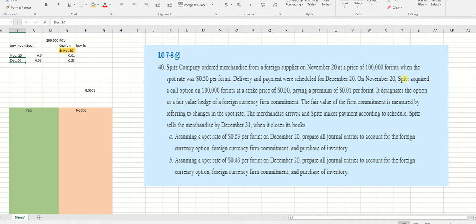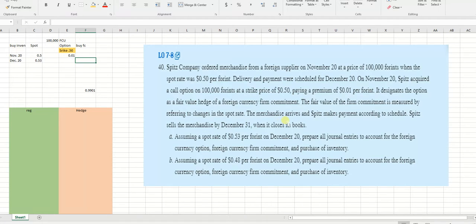option. They acquired a call option for 100,000 foreign currency units at a strike price of 0.50, paying a premium of 0.01, so that's what I'm paying for it. And the fair value of the firm commitment is measured by referring to changes in the spot rate. So notice this is my spot rate, and I'm going to do the firm commitment following the spot rate. Notice usually in a firm commitment where they have a forward contract, they follow the forward rate in the firm commitment, but with an option you don't have a forward rate, so we're going to use the spot rate.